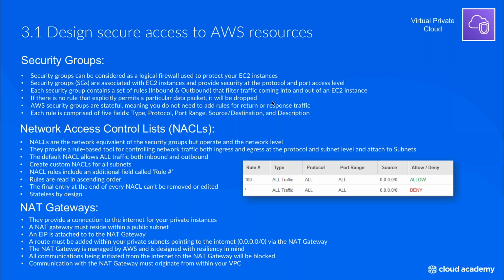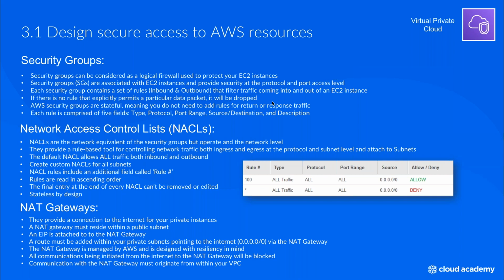These groups define and allow traffic to flow into your instances. Security groups are kind of like a firewall. They operate at the network card level on the instance. This is different from NACLs, which I'll explain later. What that means is these security groups contain the set of rules which allow inbound and outbound traffic into and out of the EC2 instance. If there's no rule that explicitly permits the packets from getting in, they will be dropped, of course.